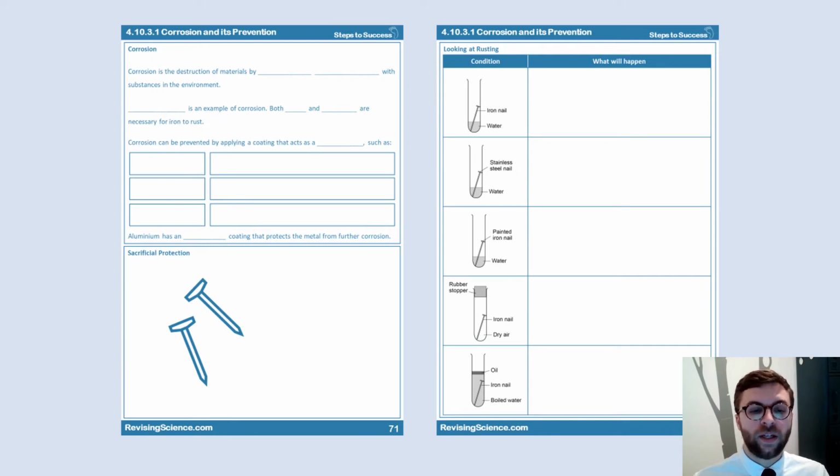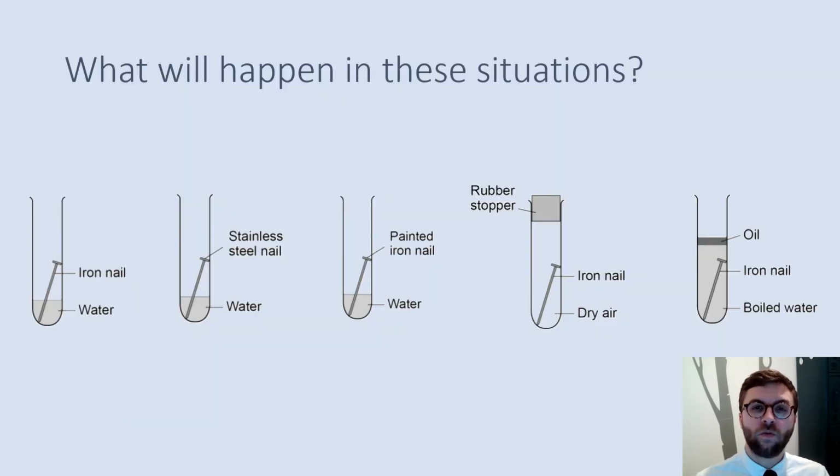So that's the theory that we need to know on page 71. We're now going to move to page 72. On page 72, we've got a whole range of examples. What you need to do is think about and predict what will happen to the nail in each of these different situations. You've got 8 minutes to do that. So I'll put a timer on the screen, and when it's complete, we'll go through the answers.